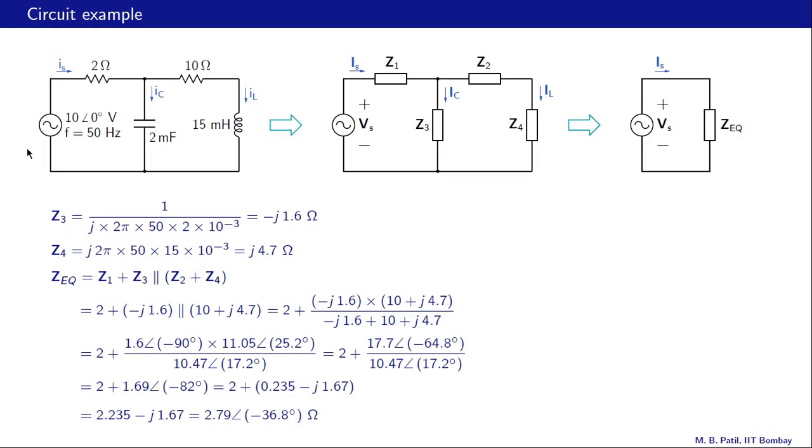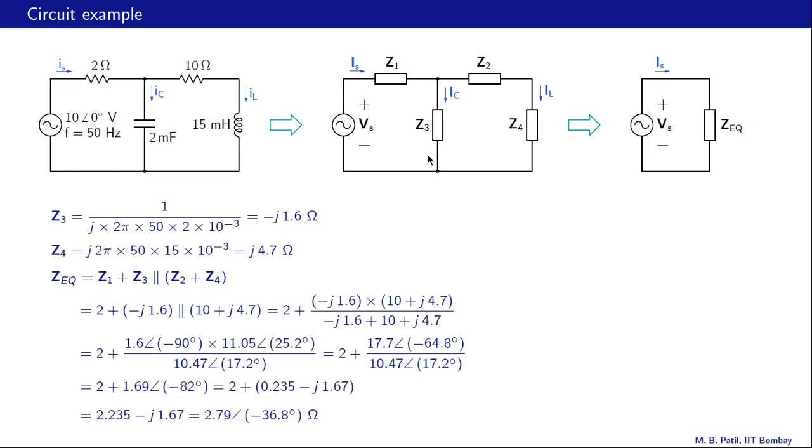Let us consider a little more complex circuit now, the one shown here. So we have a sinusoidal voltage source 10 angle 0, frequency 50 Hertz, and we want to find these currents Is, Ic and Il. Step number 1, we convert all the components to their impedances. So this 2 ohms of course remains 2 ohms, 10 ohms remains 10 ohms, 2 millifarads becomes Z3, where Z3 is 1 over j omega C. That turns out to be minus j 1.6 ohms.